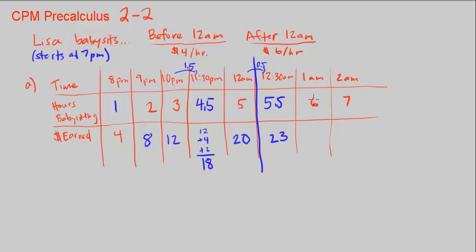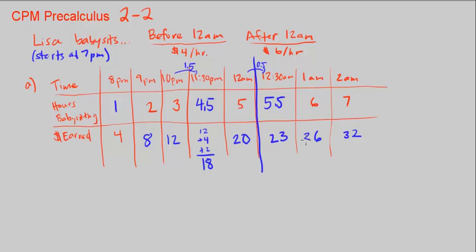At 1 a.m. she's been working 6 hours. They give that to us. Makes sense. She gets another $3 from the difference, so that's $26. At 2 a.m. she gets another hour of work in, and another $6 since it's after midnight, so 26 plus 6 is $32. There we go, the table is filled in.